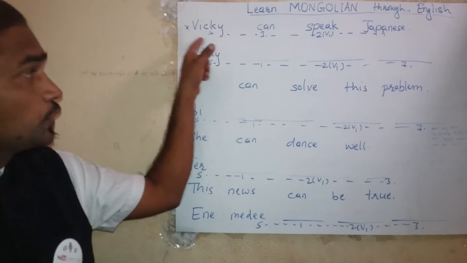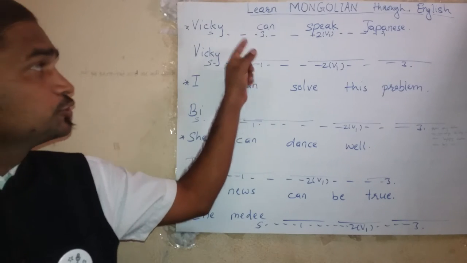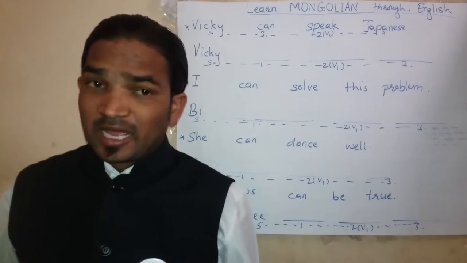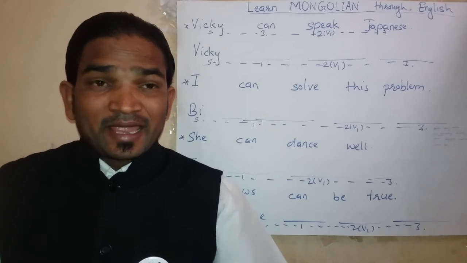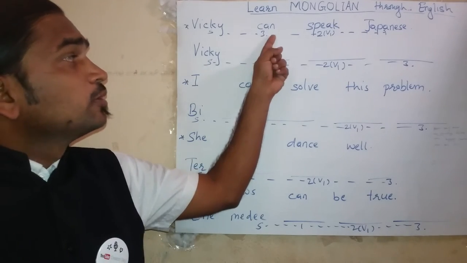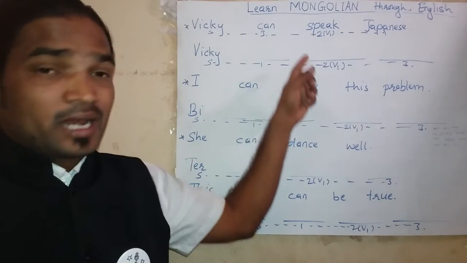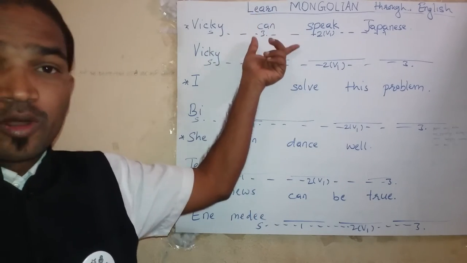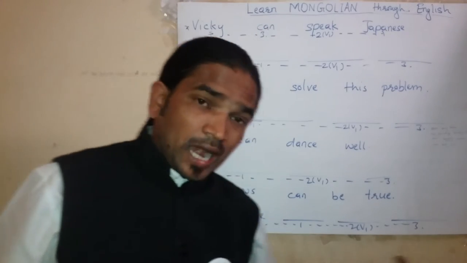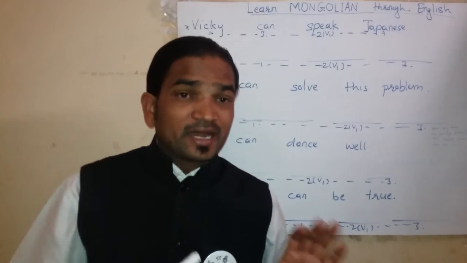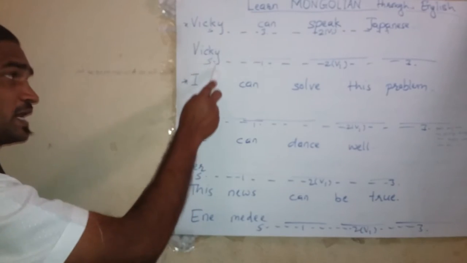Now, you should look at this sentence. You can speak Japanese and you should try to speak this sentence in Mongolian language. You should try again and again, so you get the habit of speaking the Mongolian language. While trying to speak this sentence, you should also type this sentence in the comment box again and again.